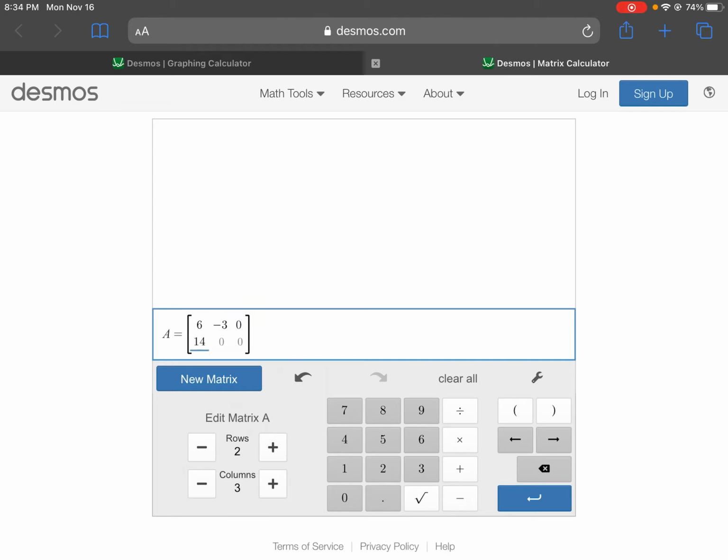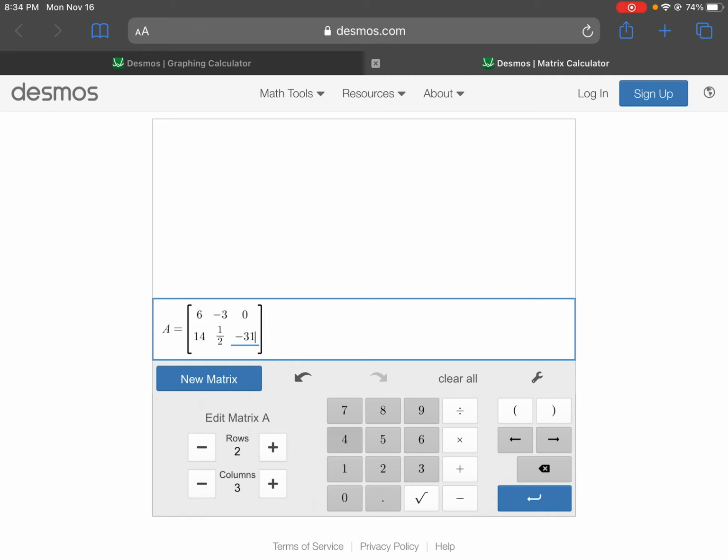Then we had a 14, a 1/2, so I'm going to do 1 divided by 2. Press the right arrow a couple times, and a negative pi. Now here's the thing. In this Desmos matrix calculator, it cannot handle pi as a variable. So let's go ahead and instead of saying negative pi, let's just use negative 3.14.